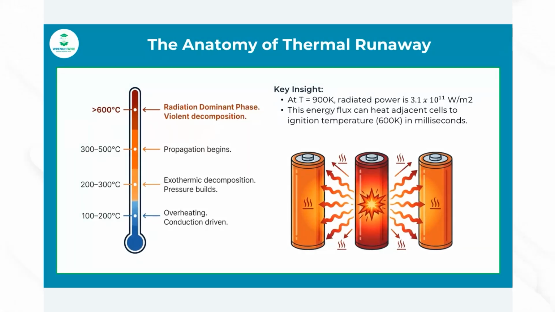Now, the consequence of this power density is speed. The energy flux is high enough to push adjacent cells to their own ignition temperature of 600 Kelvin in mere milliseconds, no less. This explains why thermal runaway often looks like a rapid chain reaction rather than a slow spread, because radiation bridges the gap between cells almost instantly, bypassing the thermal inertia of the materials in between.